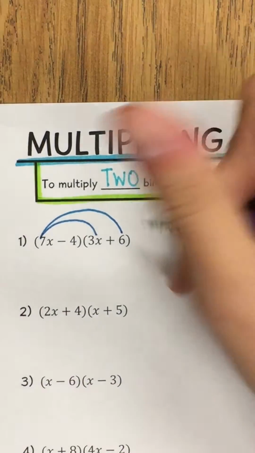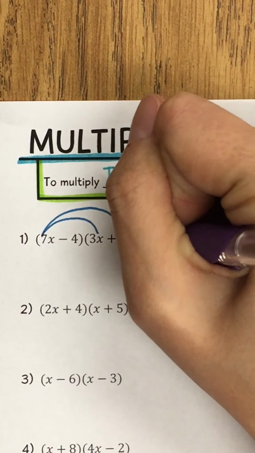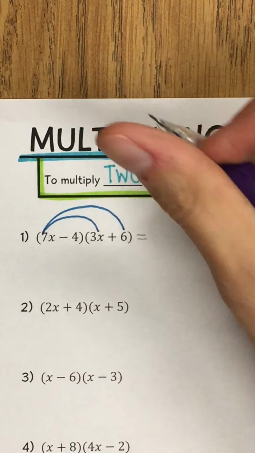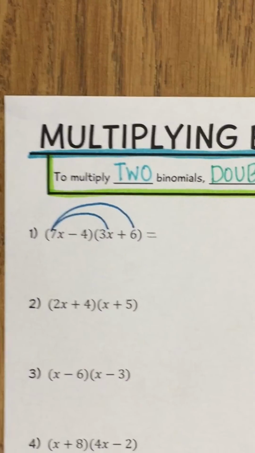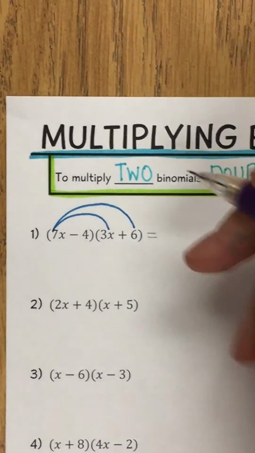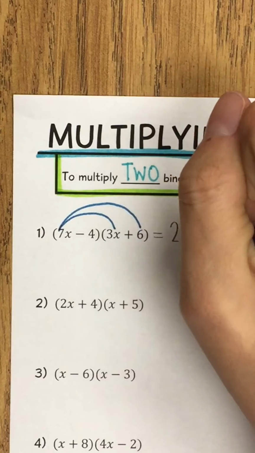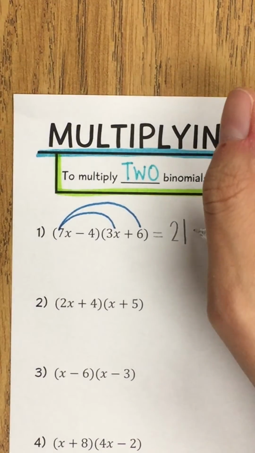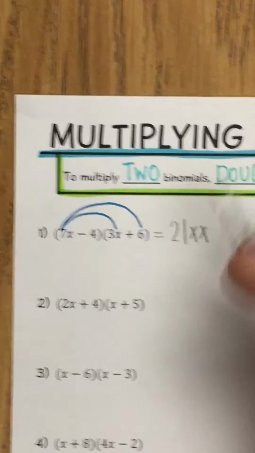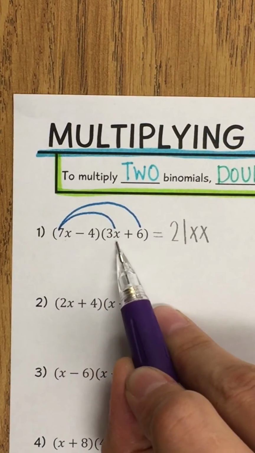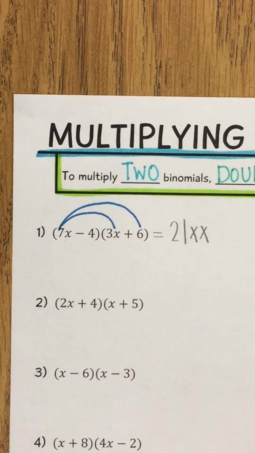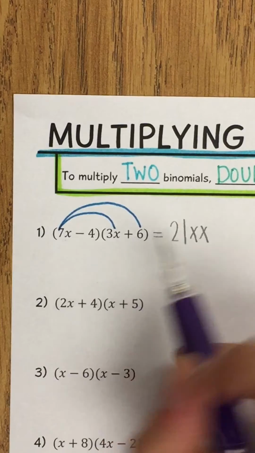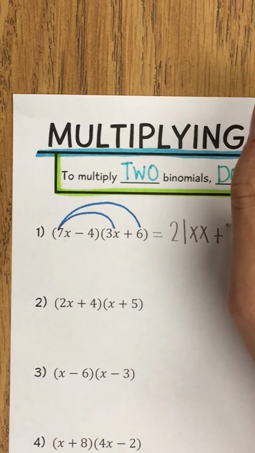So what that's going to look like is we're going to say equal sign. 7x times 3x is going to go to 21. And then just to kind of follow along with the last example, I'm going to write this first one as x x. You have an x here and an x here, so that's going to go to x x. Then your next one is 7x times 6, so that's going to go to 42x.